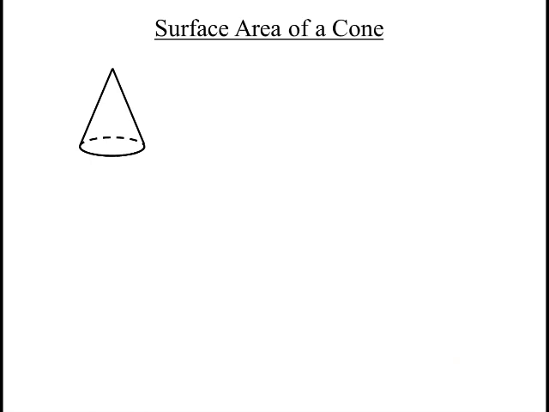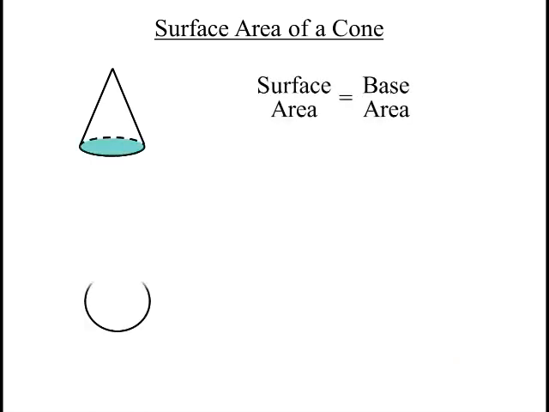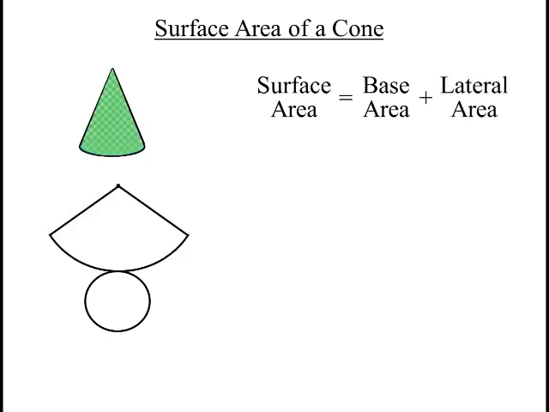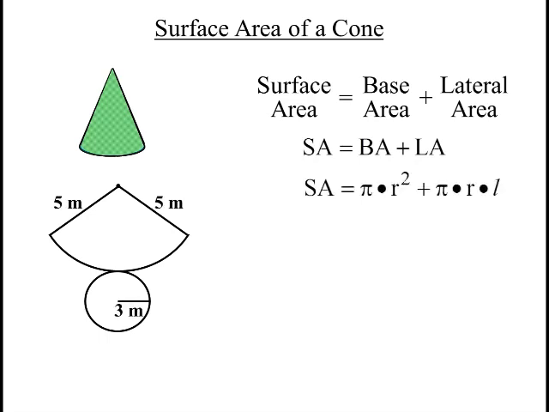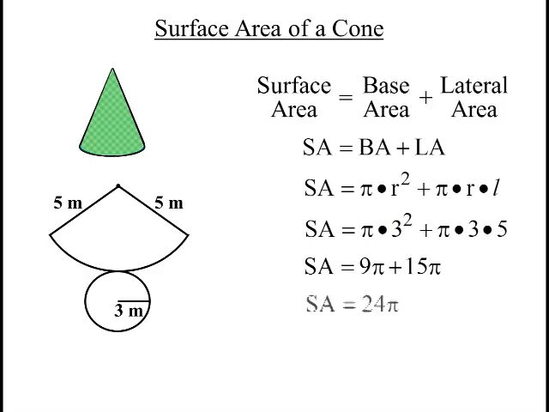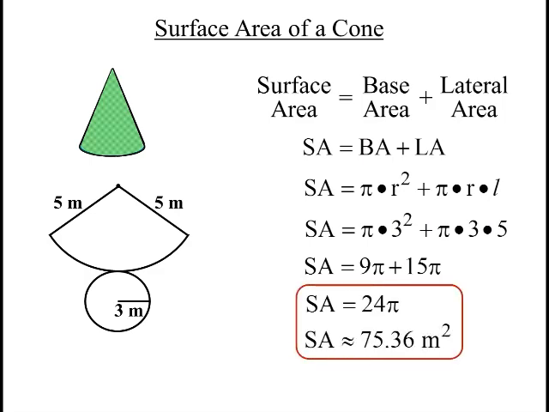Okay, so let's take a look at this formula again. The surface area is the base area plus the lateral area. The base area is a circle, and this lateral area is this sector, basically. So putting some measurements in there, pi r squared plus pi rl will give you the entire surface area of this figure. Comes out to 24 pi.